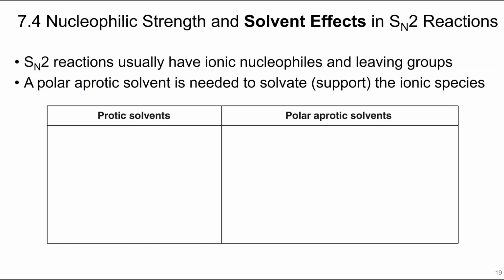So we know what polar means. That just means that there is a difference in electronegativity in the bonds in the solvent, but aprotic means that it does not contribute any protons. So some polar aprotic solvents include acetone, you can see the dipole going from the carbon to the oxygen. We have dimethylformamide, or DMF.